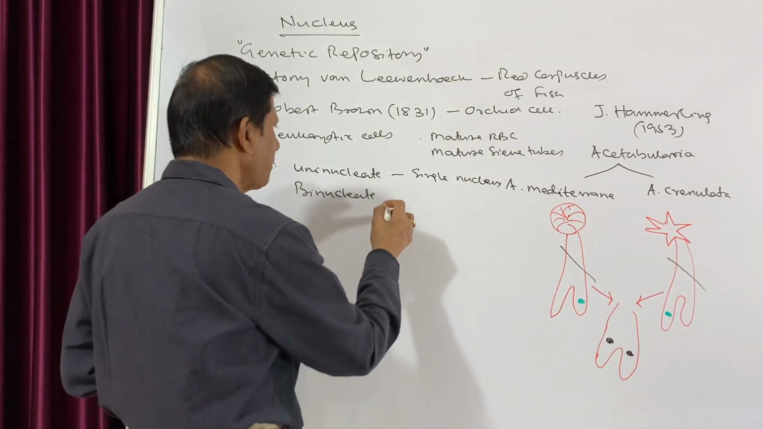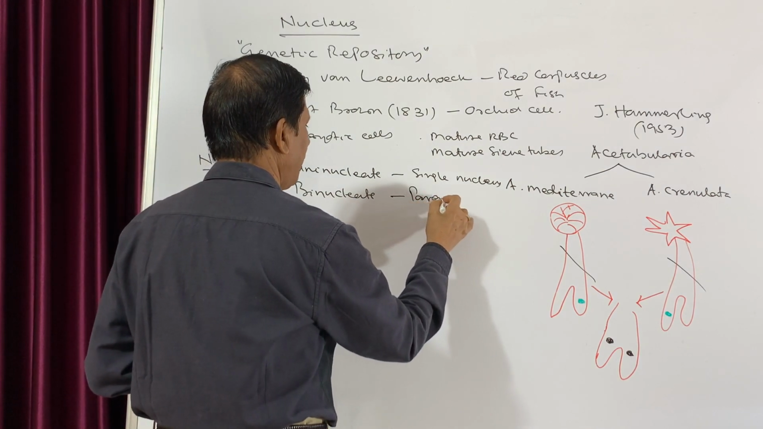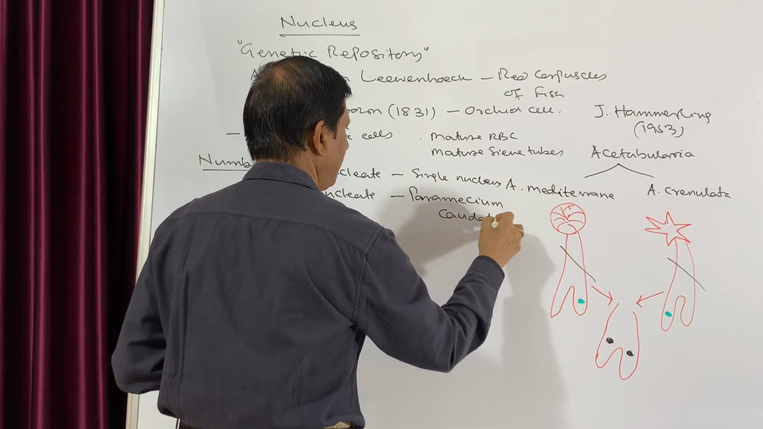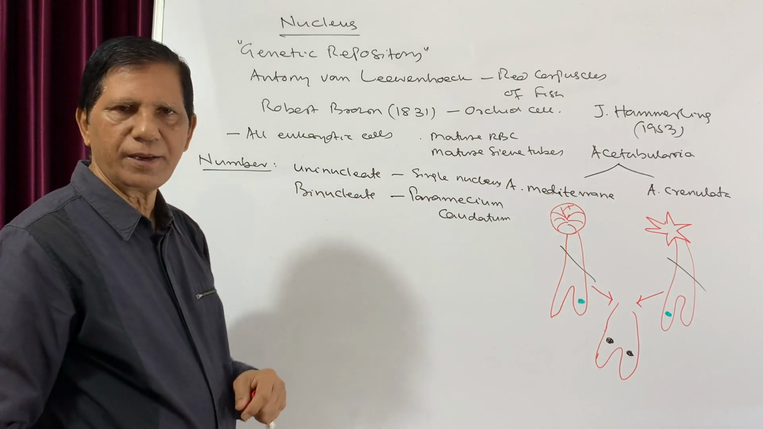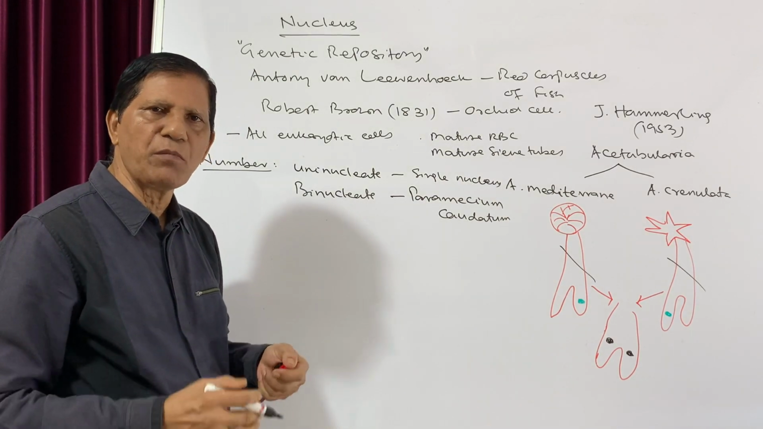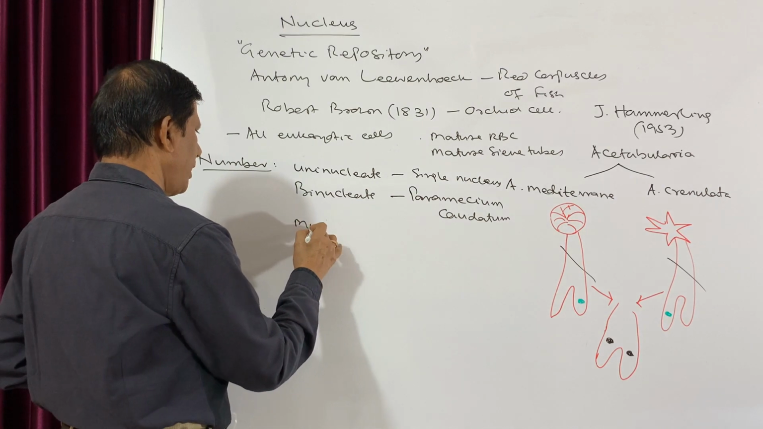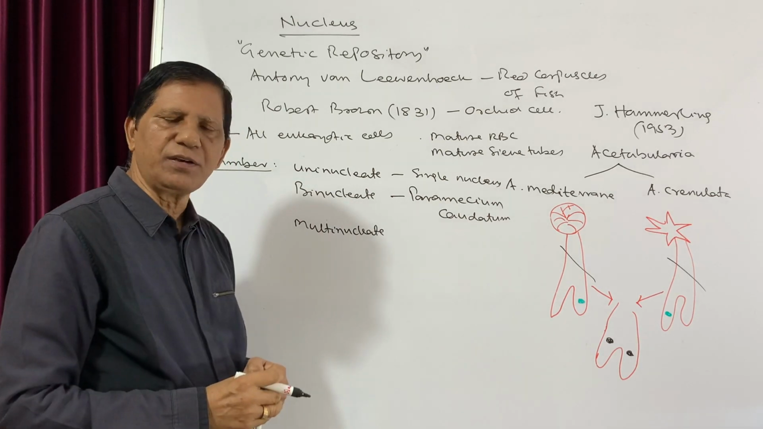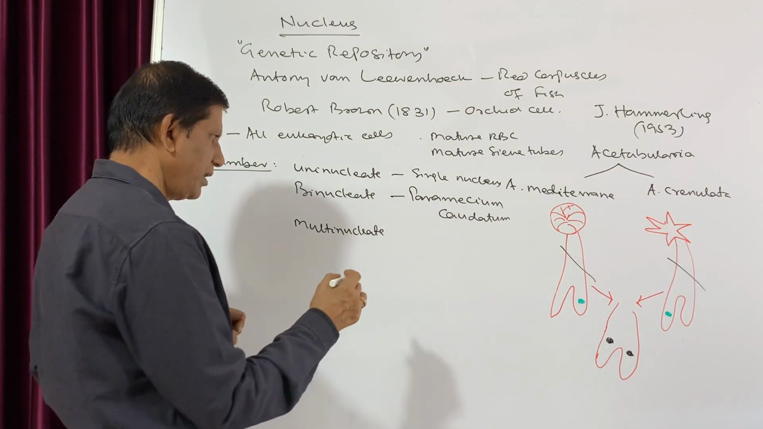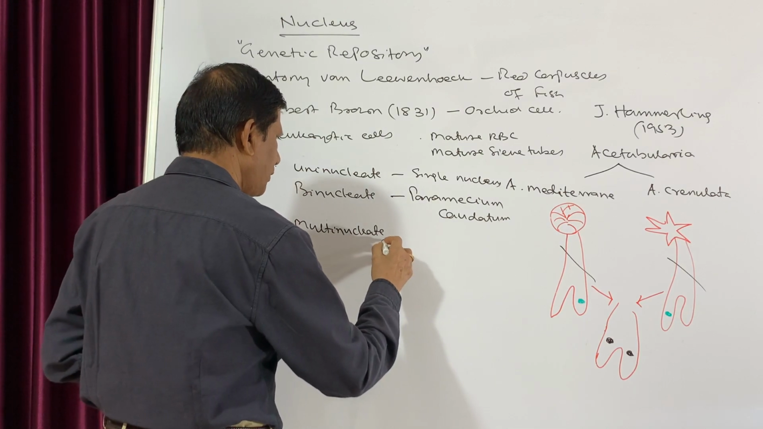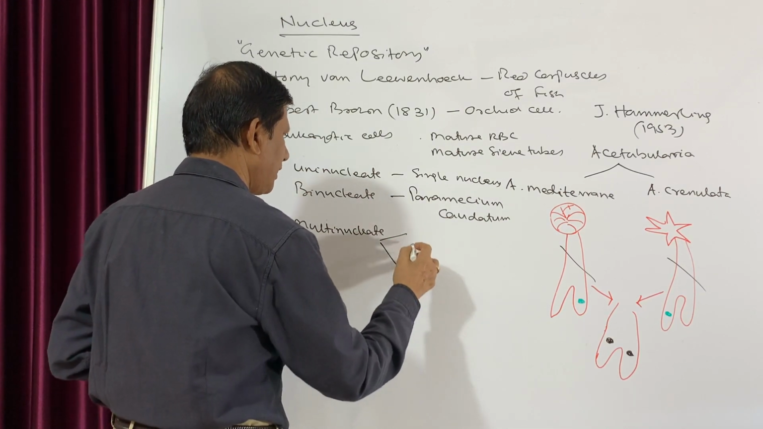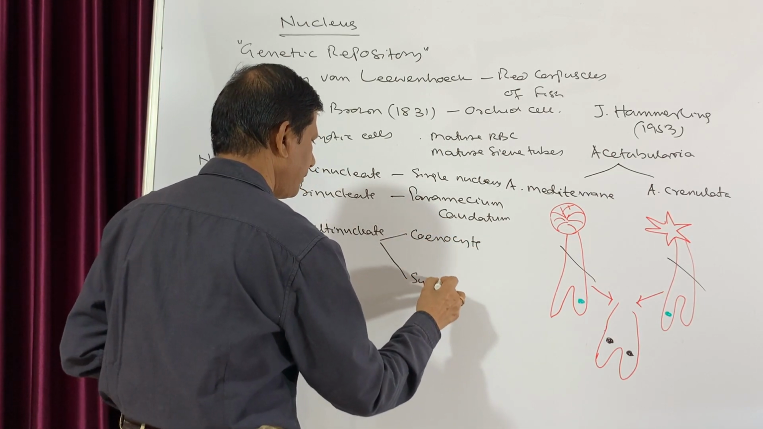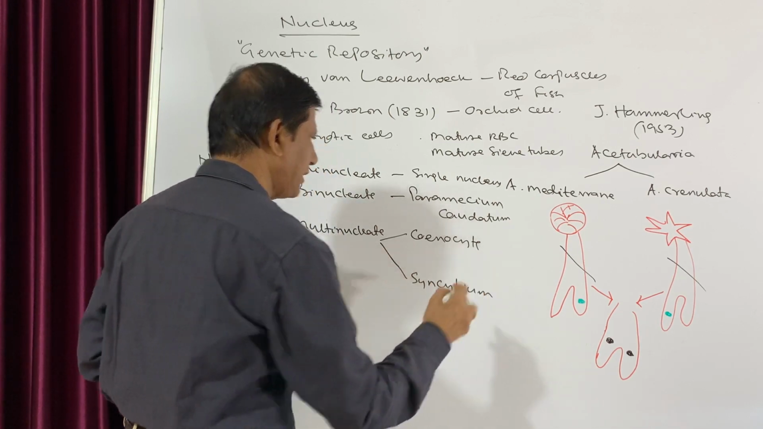And the common example is Paramecium caudatum. You will find in each cell there are two. There are still examples where you will find multinucleate conditions. For the multinucleate condition, we can use two synonyms. What are the two synonyms? We can use the words Coenocyte and Syncytium. These are the two terms.